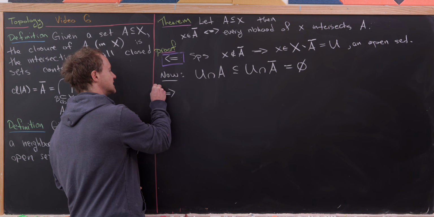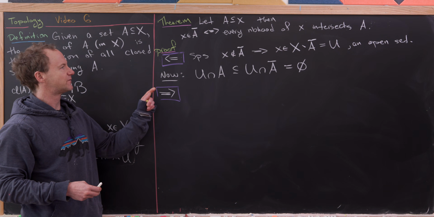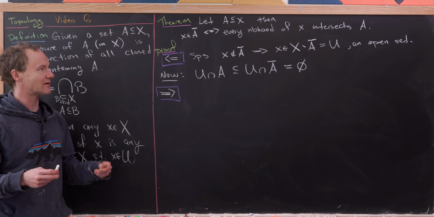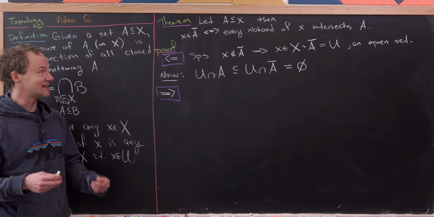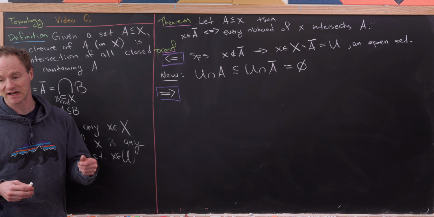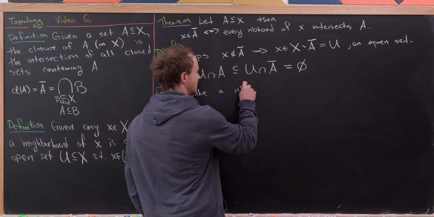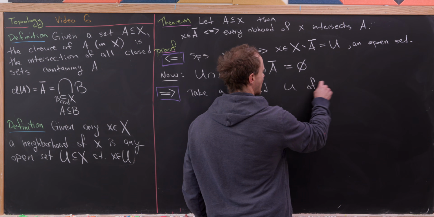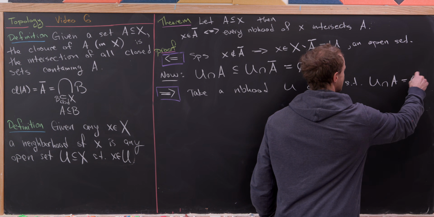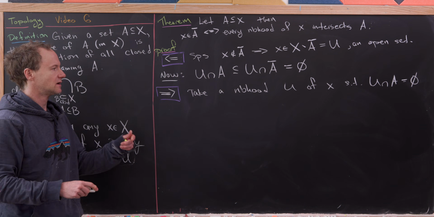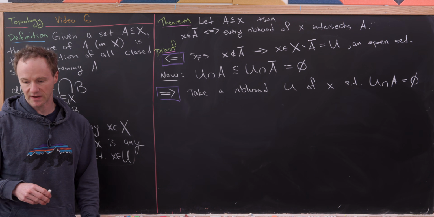Okay, so now let's prove this forward direction using the contrapositive. So notice the right-hand statement says that every neighborhood of x intersects A. So the negation of that would be there exists a neighborhood of x that does not intersect A. So let's take that neighborhood. Take a neighborhood, and we'll call it U of x, such that U intersected with A is the empty set. Again, the ability to do that is given by the negation of that every-neighborhood statement up there.